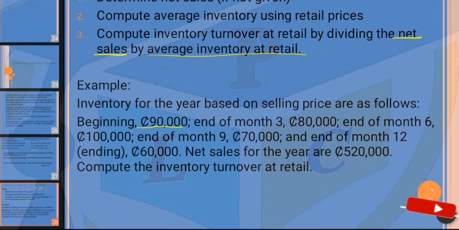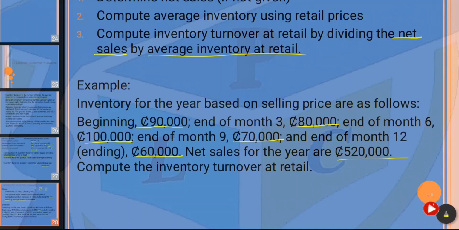Inventory what? Average inventory taken. Is that okay? So at the end of 3 months, we're going to have 80,000. At the end of 6 months, we have 100,000, and at the end of 9 months, we have 70,000. And at the end of the 12 months, the final quarter, that's what we also call the ending inventory, it is 60,000. And then we are told that the net sales for the year was 520.